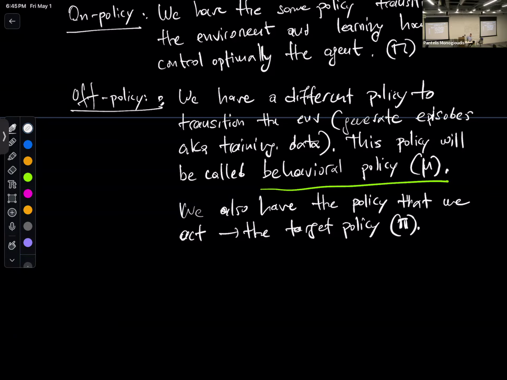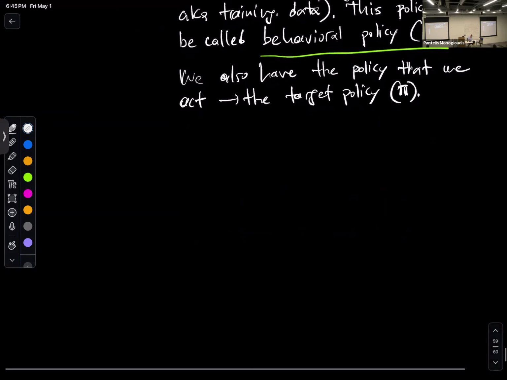So there are algorithms in two broad categories: on-policy algorithms and off-policy algorithms. The on-policy algorithm will be called SARSA, and the off-policy algorithm will be called Q-learning. And as it turns out, these are the algorithms that we will cover tonight.